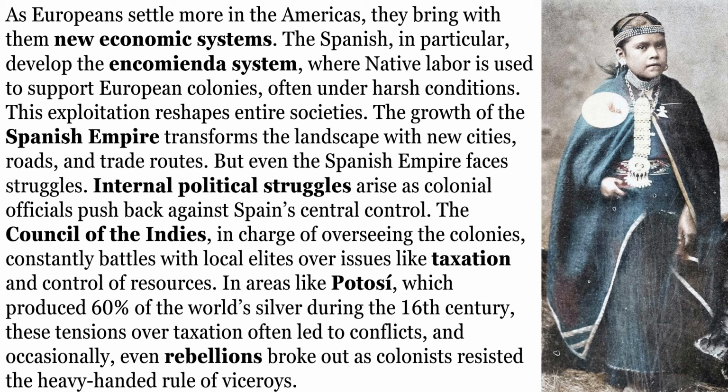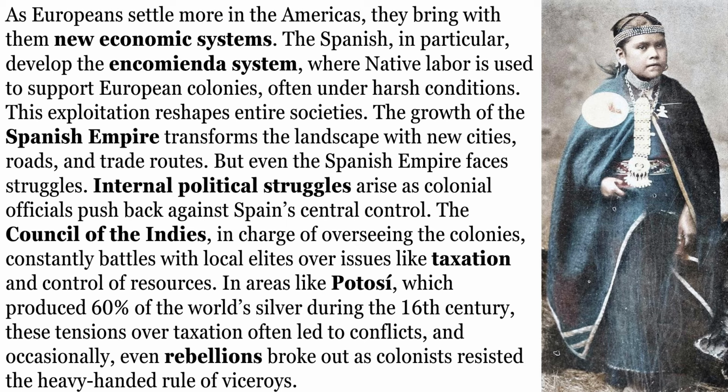As Europeans settle more in the Americas, they bring with them new economic systems. The Spanish, in particular, developed the encomienda system, where native labor is used to support European colonies, often under harsh conditions. This exploitation reshapes entire societies. The growth of the Spanish Empire transforms the landscape with new cities, roads, and trade routes. But even the Spanish Empire faces struggles.